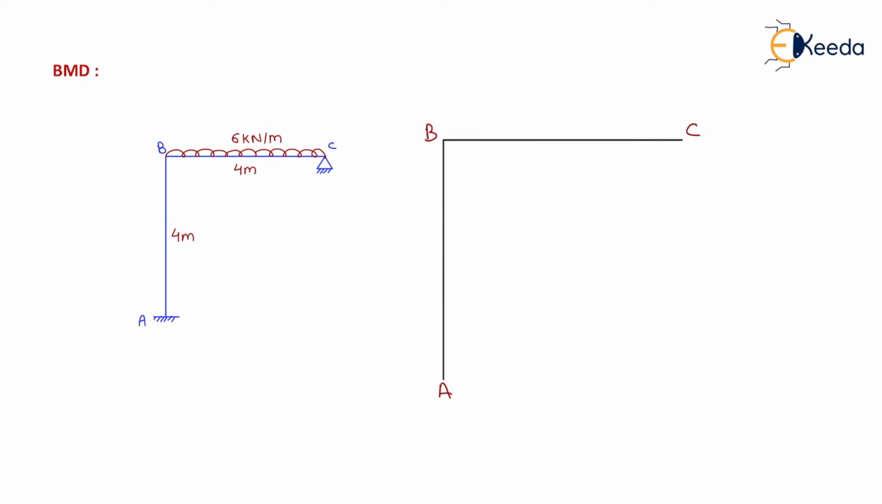For plotting the bending moment diagram, first of all we need to compute the mid-span maximum positive bending moment in the span BC due to the uniformly distributed load of 6 kN per meter. Now due to this 6 kN per meter UDL, the mid-span maximum positive bending moment will be equal to WL square by 8. On putting the values in this equation, this value will be equal to 12 kilonewton meter.